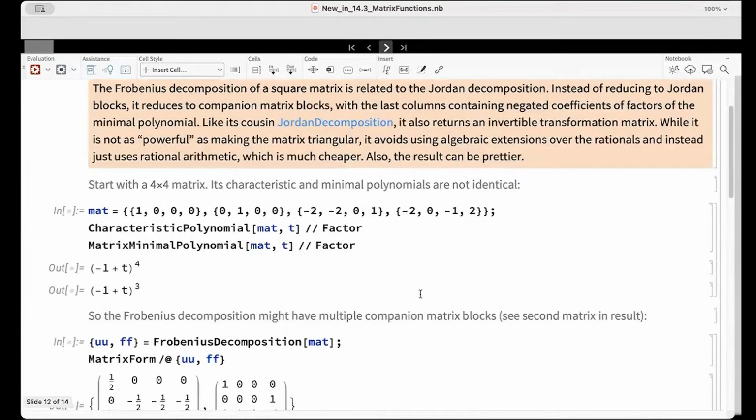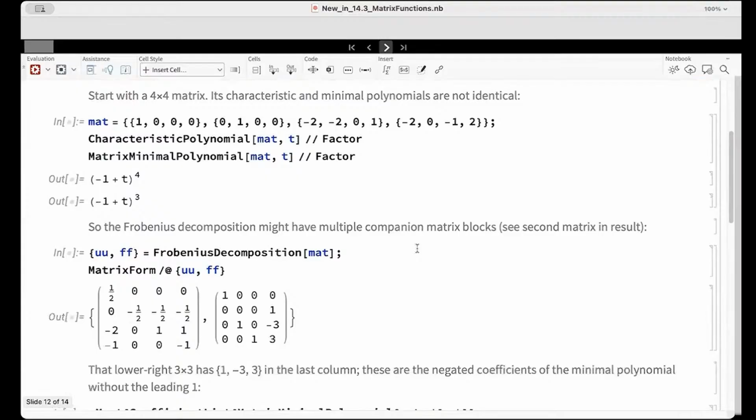Well, the Jordan decomposition will take the matrix to an almost diagonal form, sometimes to a fully diagonal form if it's diagonalizable. But it introduces algebraic numbers, algebraic extensions. And these can be very complicated radicals or root objects, and it can be slow to compute working with those. And what you get can be a real mess.